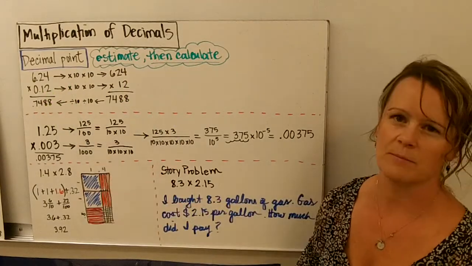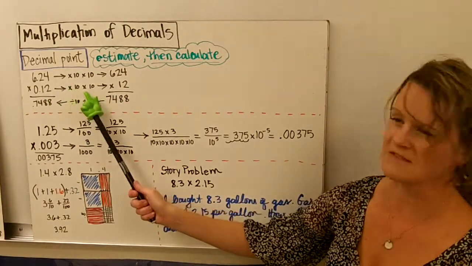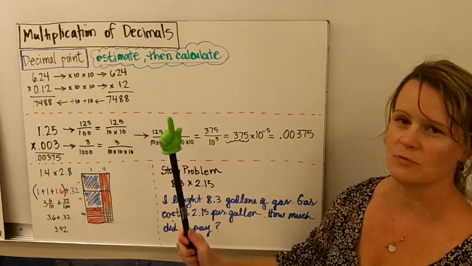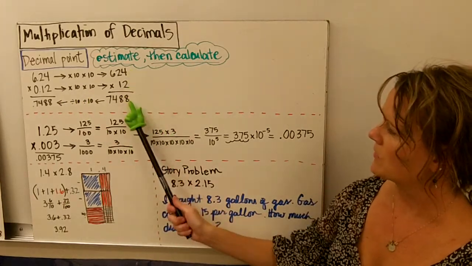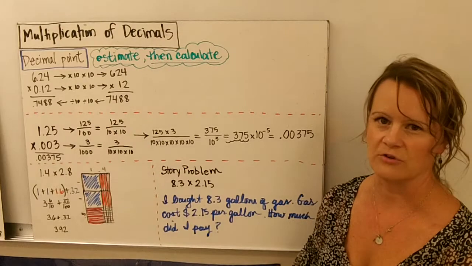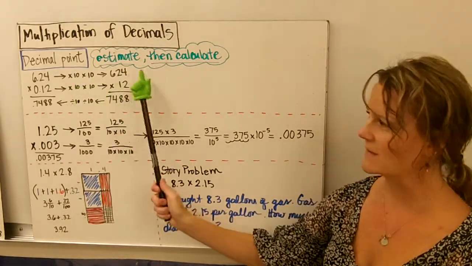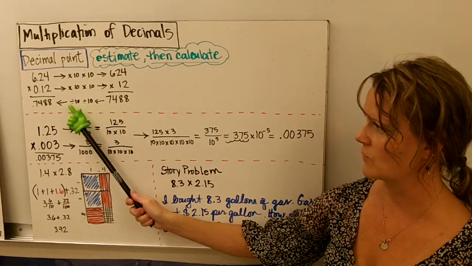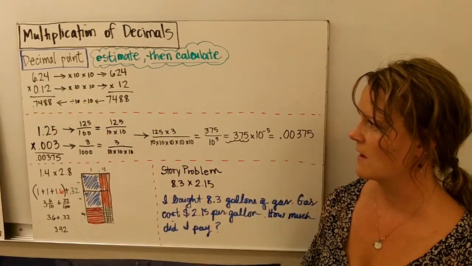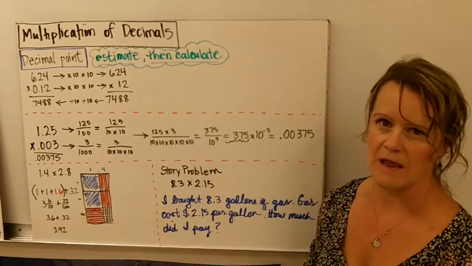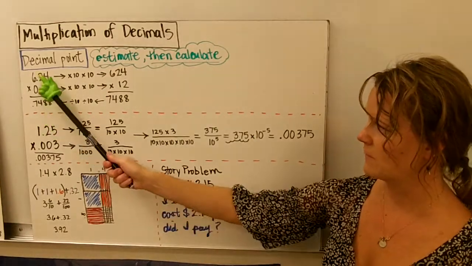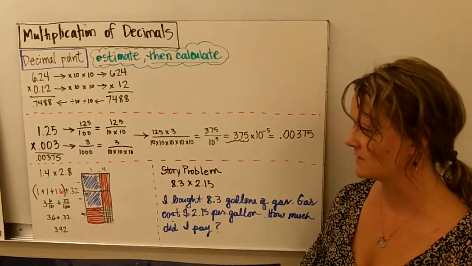I'm going to do the same thing with 12/100, multiply by 10 twice, or by 100, and I'm left with 12. And so now when I multiply, I get 7,488. But since I multiplied by 10 twice, now I'm going to divide my answer by 10 twice, and I'm left with 0.7488, which is an answer that, by my estimation, is what I should expect.